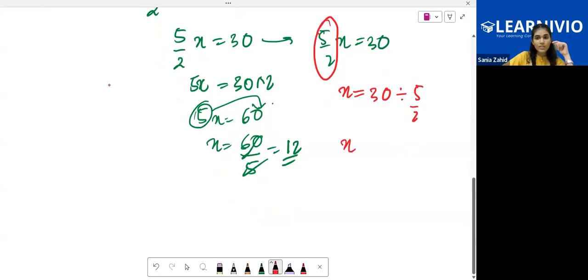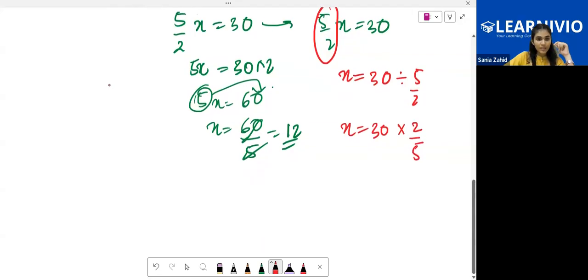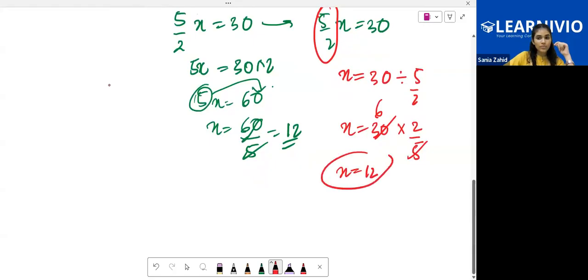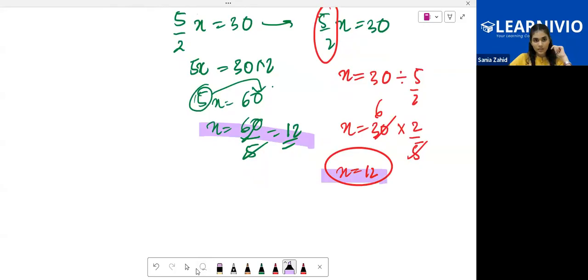How do you solve this? When you remove the division sign, you put a multiplication sign and you take the reciprocal of the value. 5 by 2 will become 2 by 5. And then you will have 5 into 6, and x will be equal to 12. Still getting 12, so the answer is the same. Here also you're getting 12. Here also you're getting 12. You understand? Yes, ma'am.